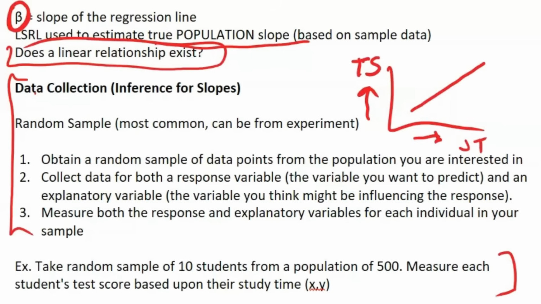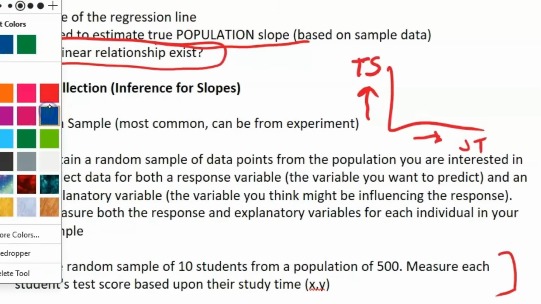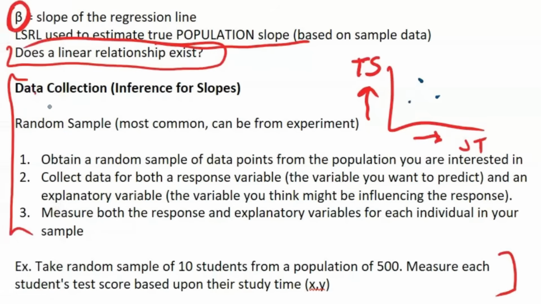And so what I would do is, if I have a student population of 500 people, then I would take 10 of those students just to satisfy the 10% condition, because we also want independence, as we'll see later. Then just measure each student's test score and their study time, right? And then we would plot those data points. So if I erase this, and we would, let's see, blue, and we'd plot those points on there.